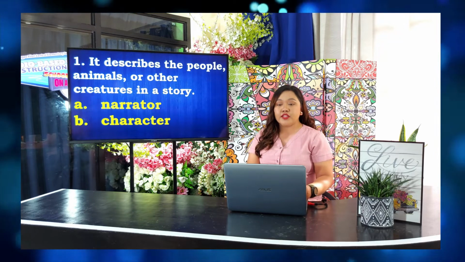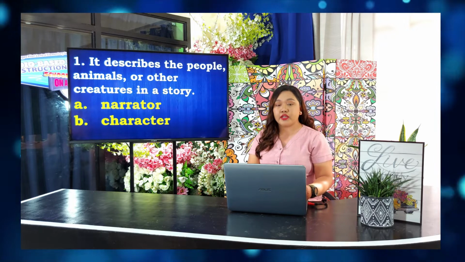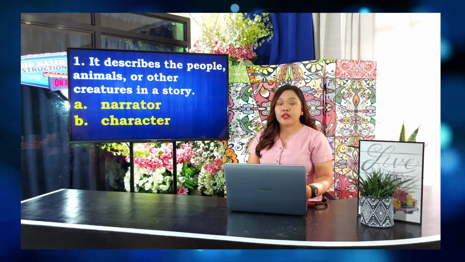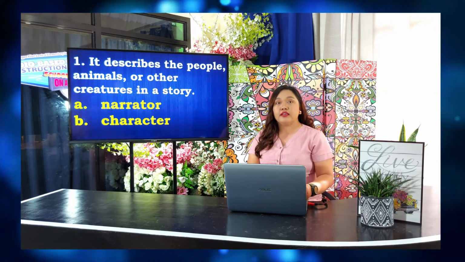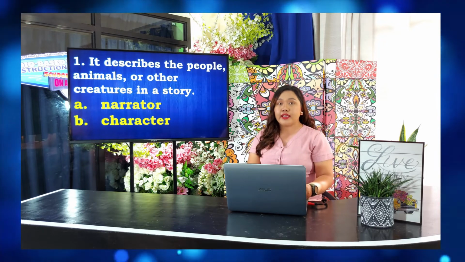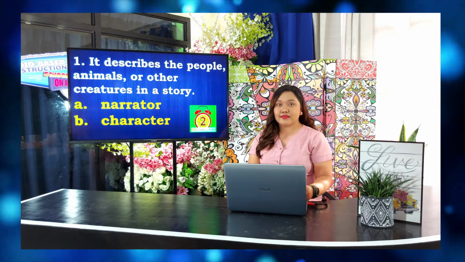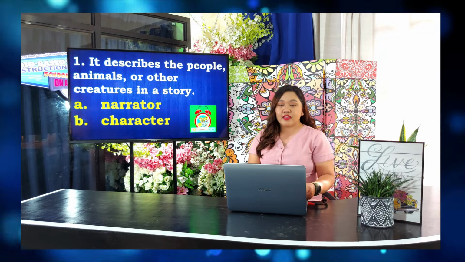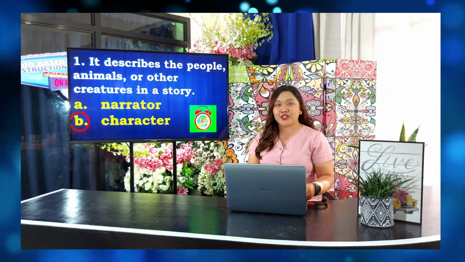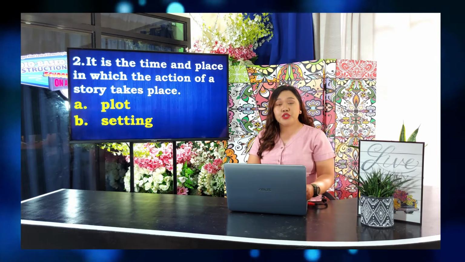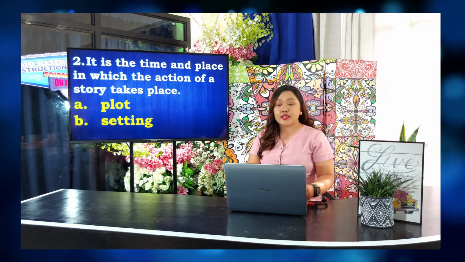Number 1. It describes the people, animals, or other creatures in a story. Letter A, narrator. Letter B, character. The correct answer is letter B, the character. Amazing! For number 2, it is the time and place in which the action of a story takes place.